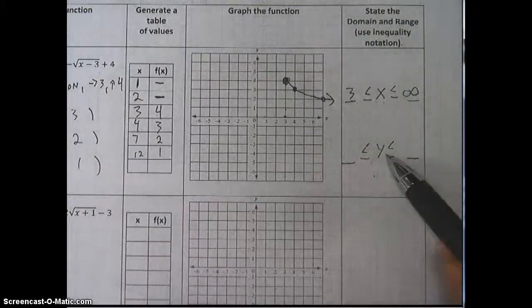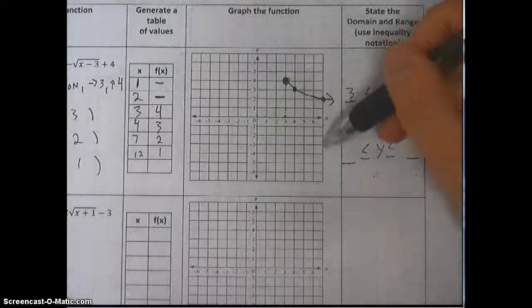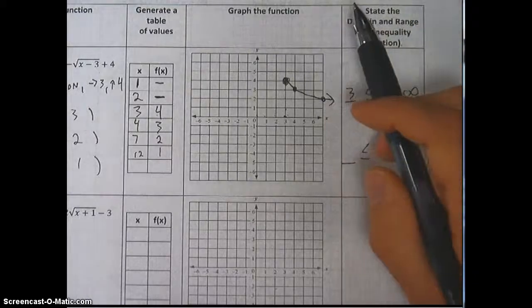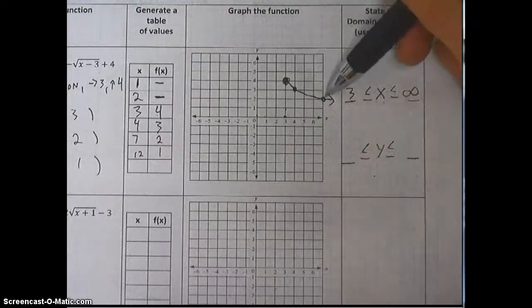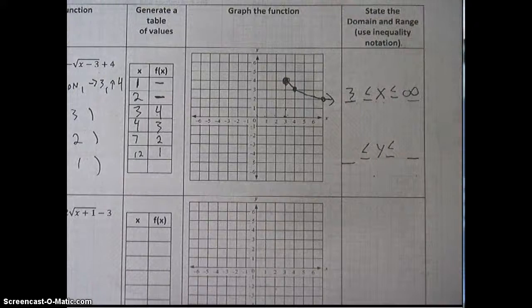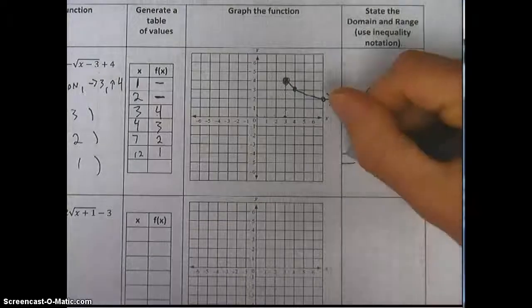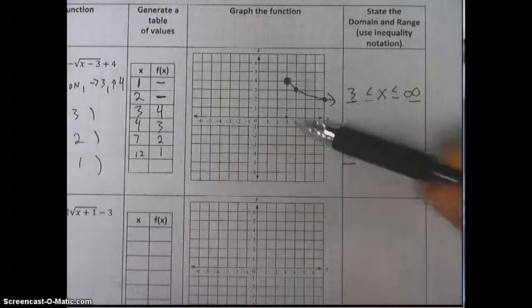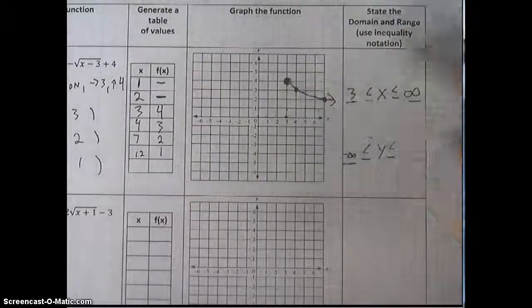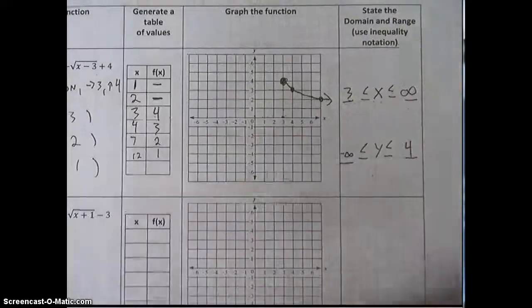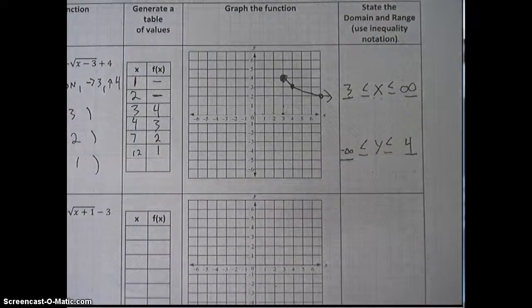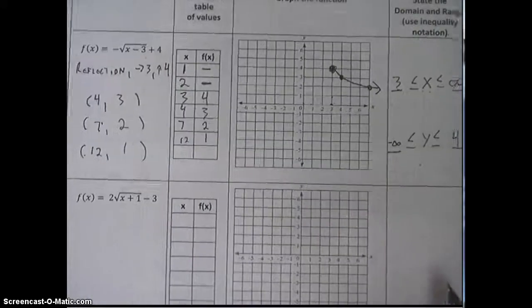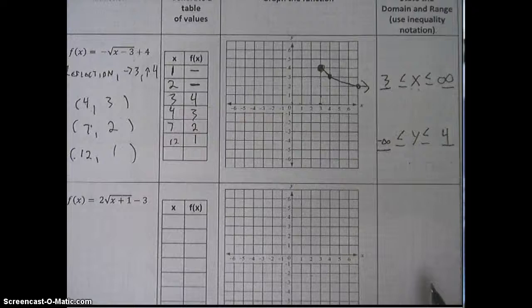The range is how low, what's the lowest y value, and what's the highest y value. Well, hopefully you can see this thing's going down forever. Slowly, but it will go down forever. So that's negative infinity. And then this thing goes up, the highest y value is 4. So it's from negative infinity to 4. And that's how you do it. That's how you're going to do these. Process is exactly the same on all of them. Takes a little bit of time to graph them, but that's okay.